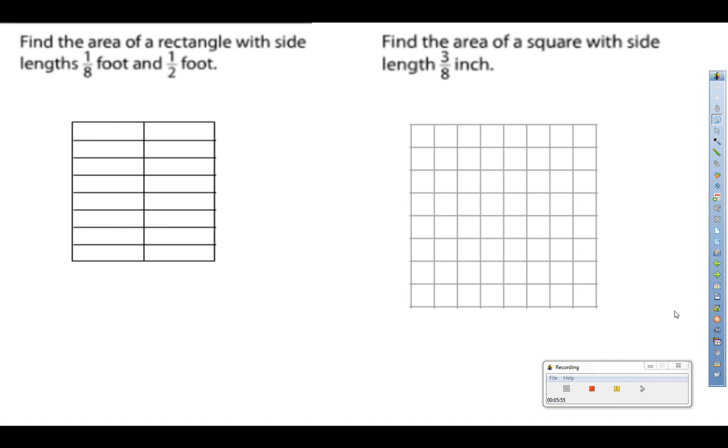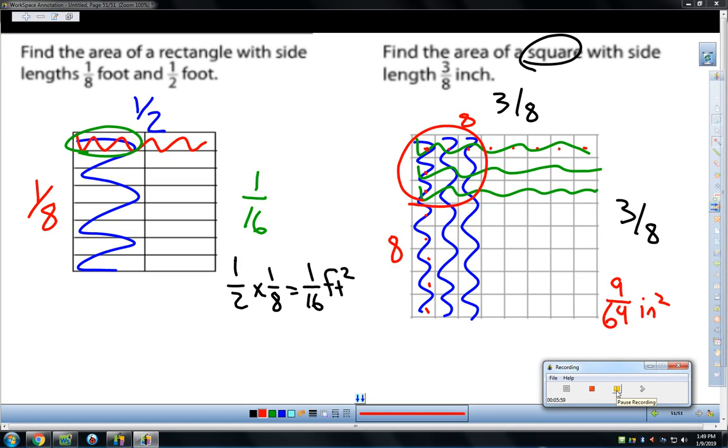Pause the screen and try both of these on your own. Right. In this first example, I have a rectangle that is 1/2 by 1/8. So I shaded in one of the 2 columns blue, one of the 8 rows red. My overlap is blue and red together. Right, that is 1 out of 16 total. I checked here with multiplication. I labeled feet squared.